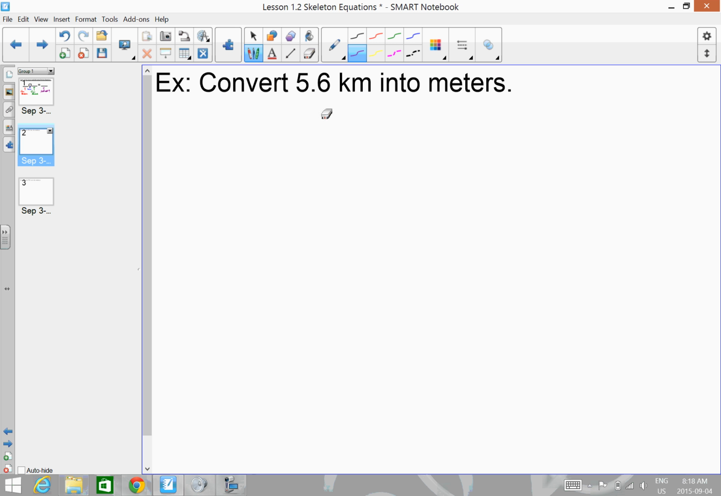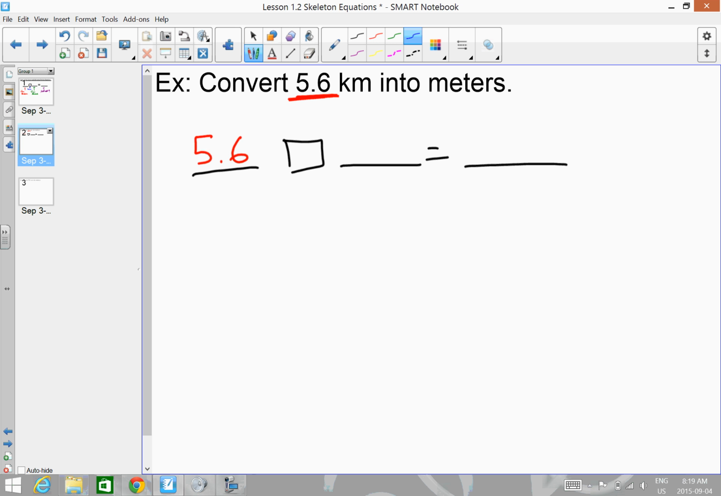So, convert 5.6 kilometers into meters. So first things first, we're going to set up a skeleton equation. Alright, now we're going to fill this in. Now the first blank, that was from our question. So the only number in our question, 5.6. Let's put that in there. Now the second number is from our formula sheet.